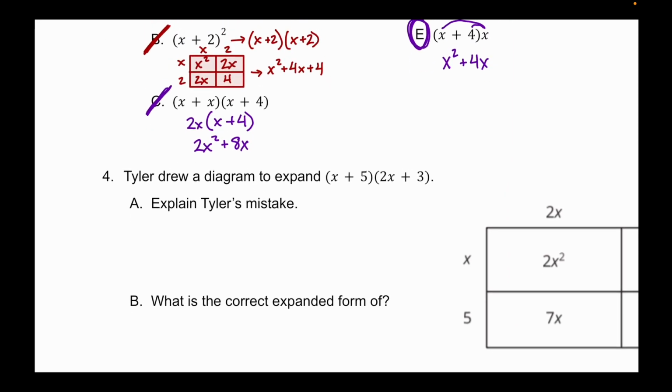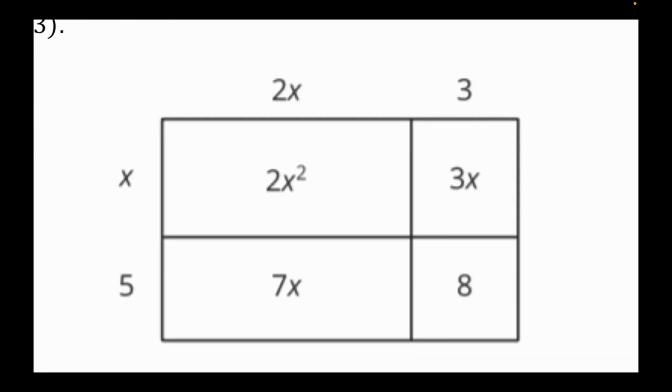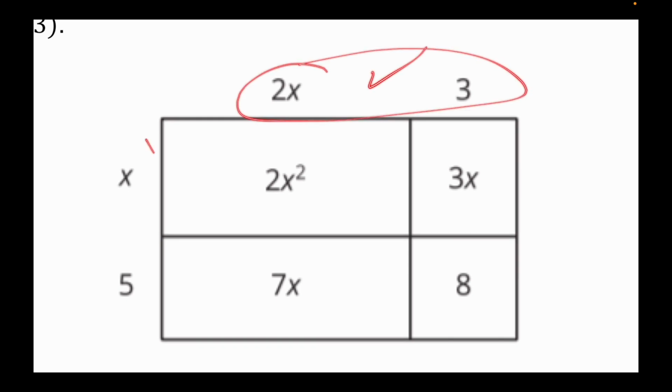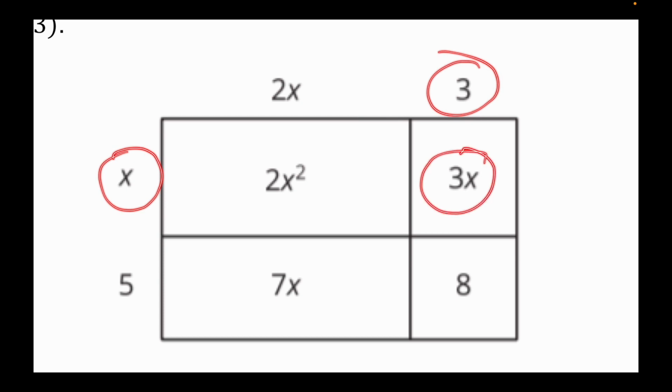Question 4 is asking you some questions about the diagram method. So he drew a diagram to expand x plus 5 times 2x plus 3. So we want to explain Tyler's mistake. So Tyler made a mistake, and we're going to look at what he did. So it looks like x plus 5 and 2x plus 3 is what he has. So he got these parts right. That's fine. This part here, that's fine. Let's check his work. 2x times x makes 2x squared. We're good there. 3 times x makes 3x. We're good here.